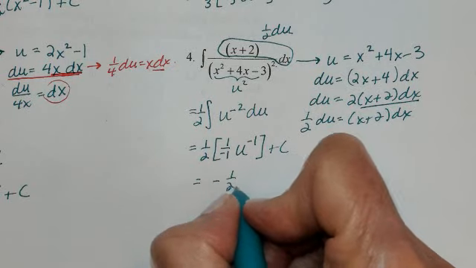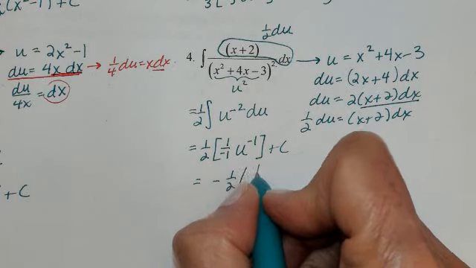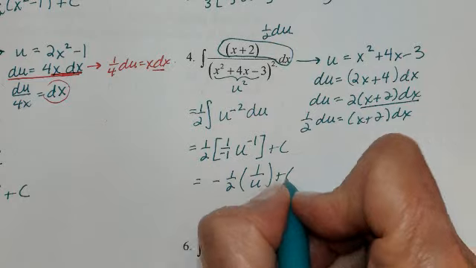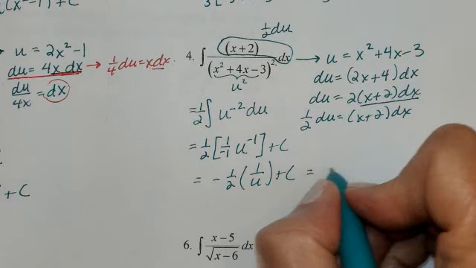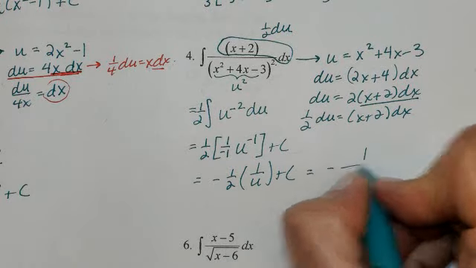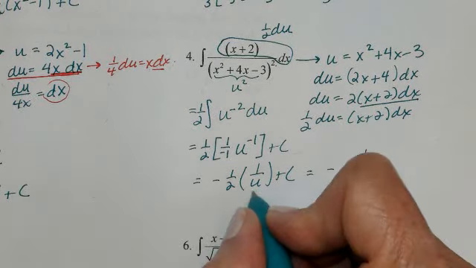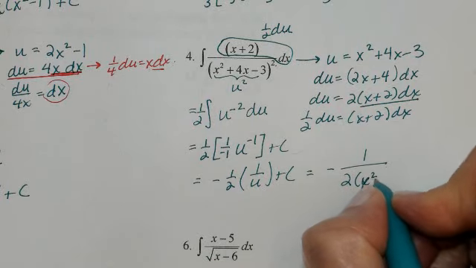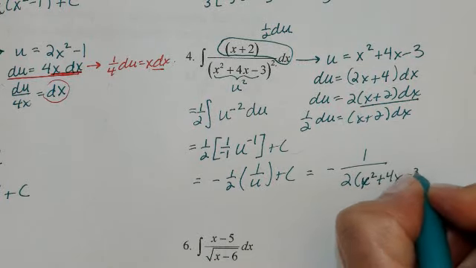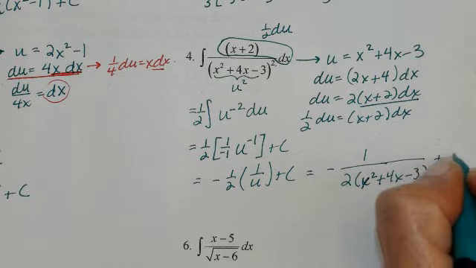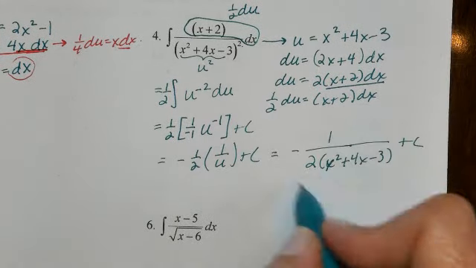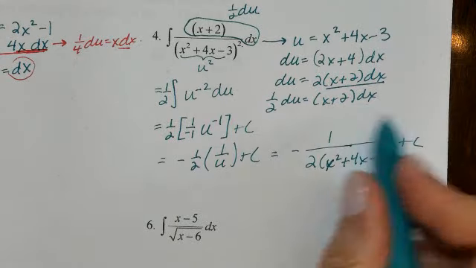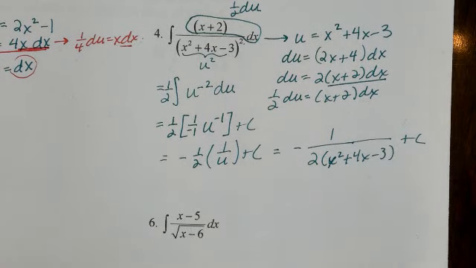This would be a -1/2 times 1 over u plus c, right? Let's go back to x's. So we have -1 over 2, and then u was x squared plus 4x minus 3 plus c. It'd probably be the multiple choice answer for this one. Okay?